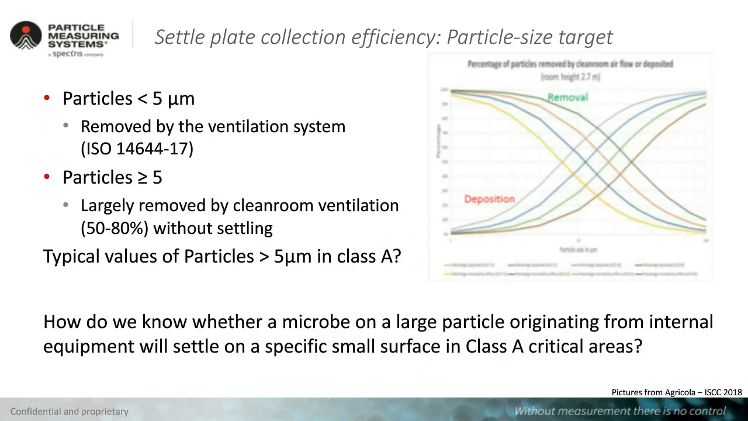Let me emphasize again, looking at this graph that was published by Agricola and presented during the ISSC in 2018. As mentioned, particles less than 5 micrometers are removed by the ventilation system. You will not even find them in clean rooms of Class A. Particles greater than 5 are largely removed by the cleanroom ventilation system without settling. That means when you look into the graph, you can easily understand that 50 to 80% of the greater than 5 micron particles are removed by the ventilation system.